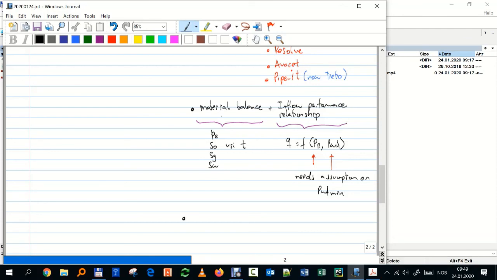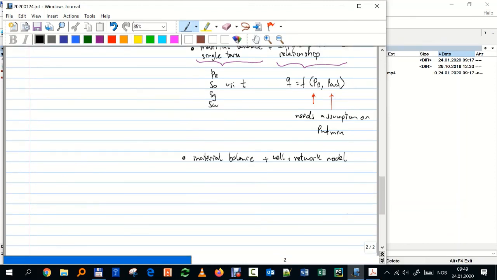Another approach, which is a bit more advanced than this one: remember, material balance is a single tank, a reservoir simulator, and then you have material balance plus a well and network model, in which I couple these and I do my calculations exactly the same way, but here I have Q as a function of PR and P separator. I include my model, not only up to the bottom hole, but all the way to the separator.